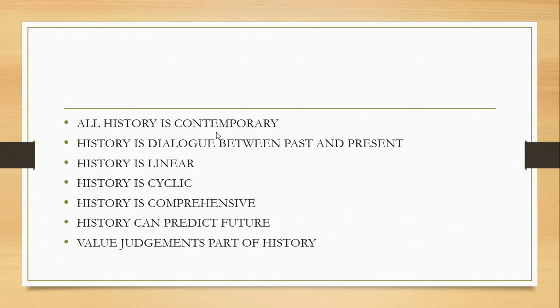If you want to make it interesting, you should include, this is what happened, and perhaps this is why it took place like this. So that is the nature of history. To sum up, I can say history is repetitive, history is not repetitive, history is contemporary, history is dialogue, history can predict future, value judgment should be part of history, history can be linear, cyclic, and progressive, but history is comprehensive. So we can figure out that the nature of history is very vast and complex.